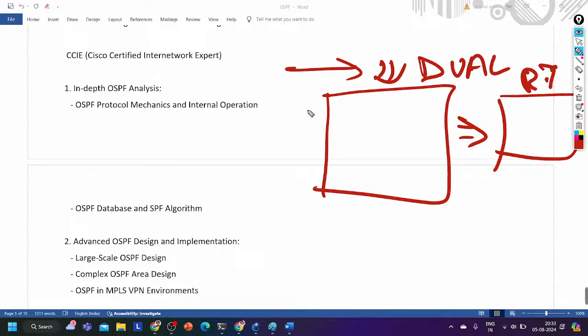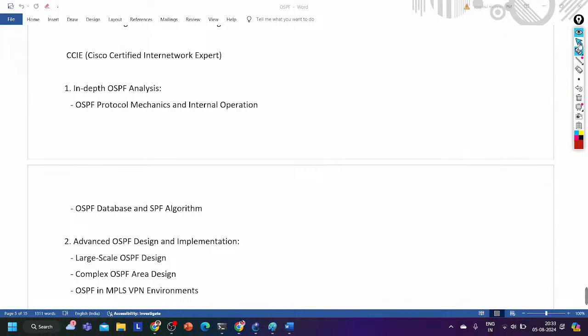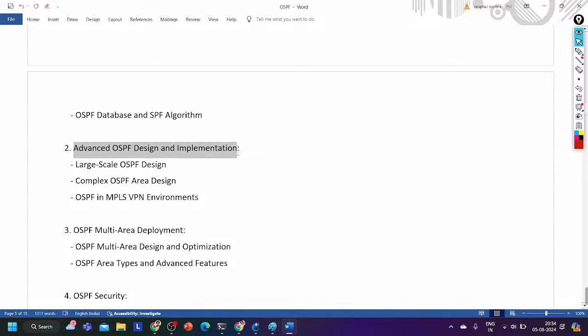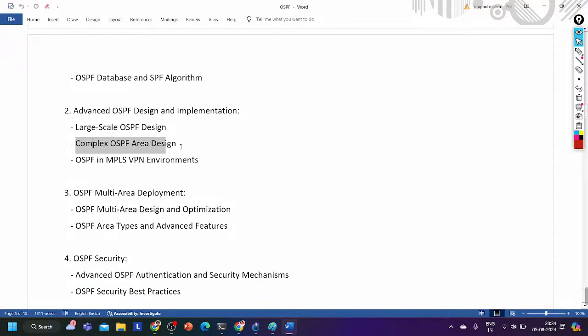In the same way, OSPF is going to maintain a database, and on its database, it will run the SPF algorithm. And with the help of the SPF algorithm, it will find the best path, and then it will install it in the routing table. So how does the SPF algorithm work, right? Advanced OSPF design and implementation, large scale OSPF design, complex OSPF area design, OSPF in MPLS and VPN environment. Just wait a minute.